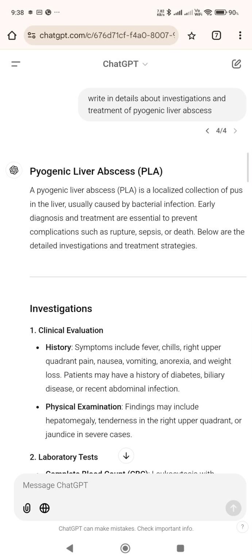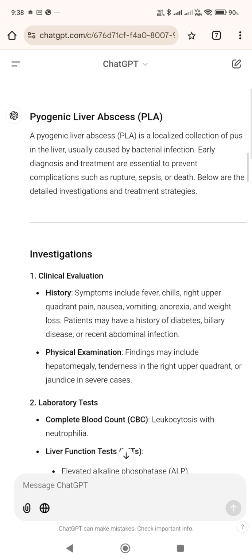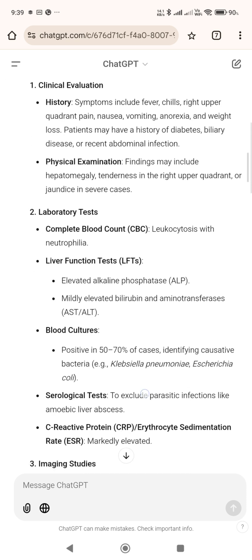Pyogenic liver abscess, PLA. A pyogenic liver abscess, PLA, is a localized collection of pus in the liver, usually caused by bacterial infection. Early diagnosis and treatment are essential to prevent complications such as rupture, sepsis, or death. Below are the detailed investigations and treatment strategies.